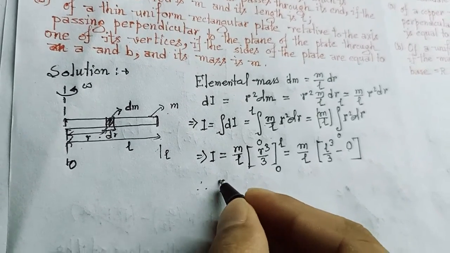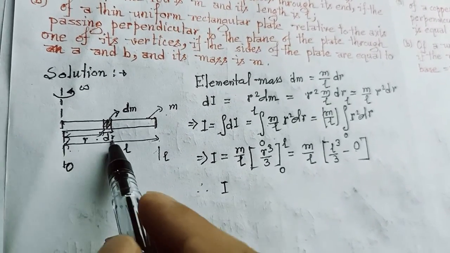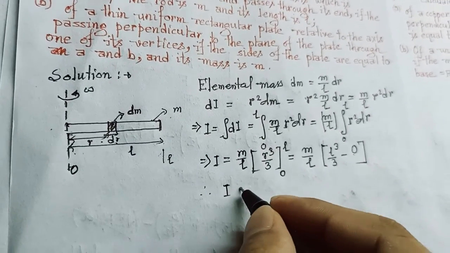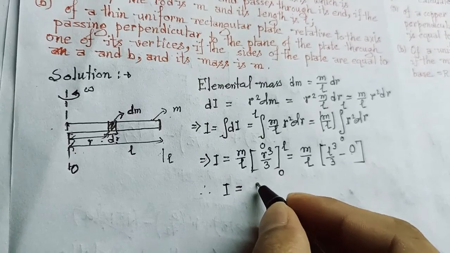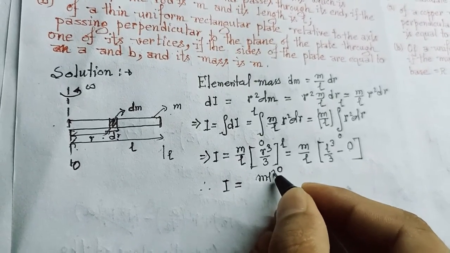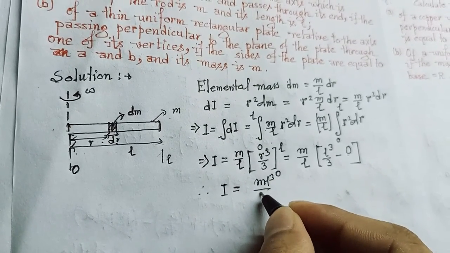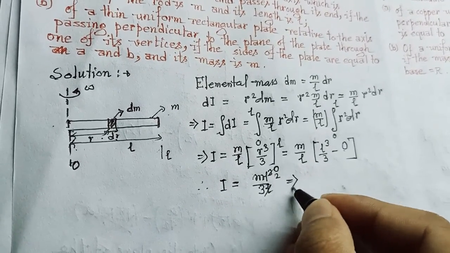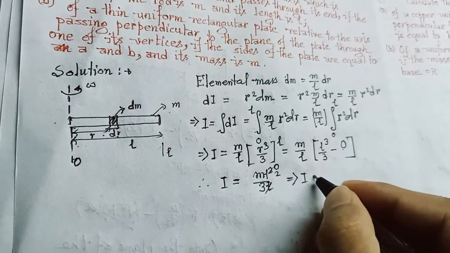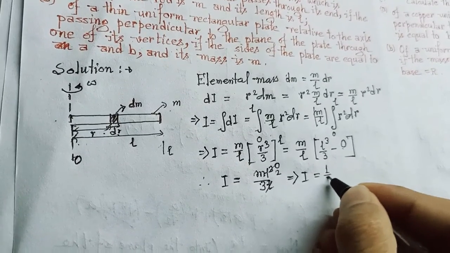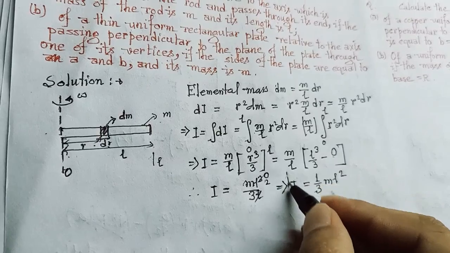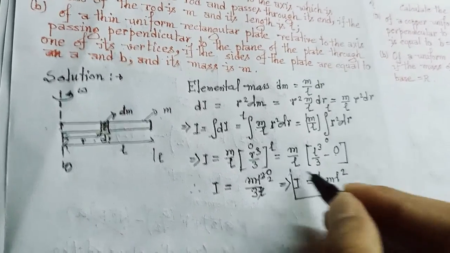the moment of inertia of the rod about an axis passing through one end of the rod, whose mass is m and length is L, will be I equal to mL cube divided by 3L. So our moment of inertia becomes 1/3 mL square. So this is our required moment of inertia of the rod.